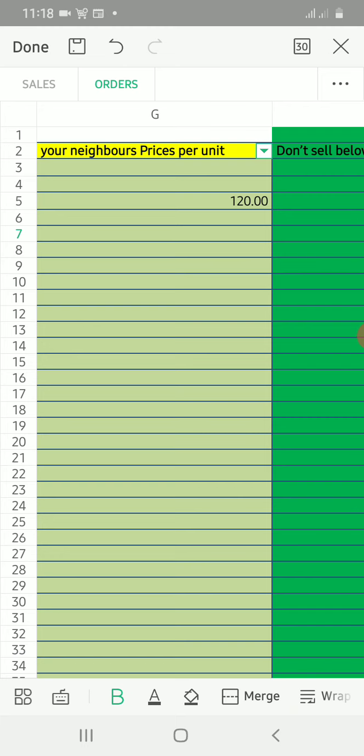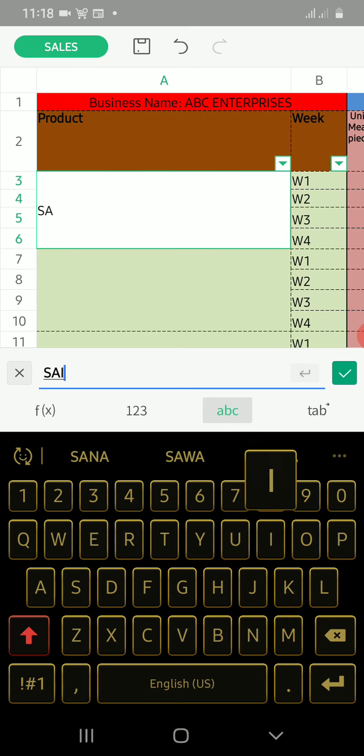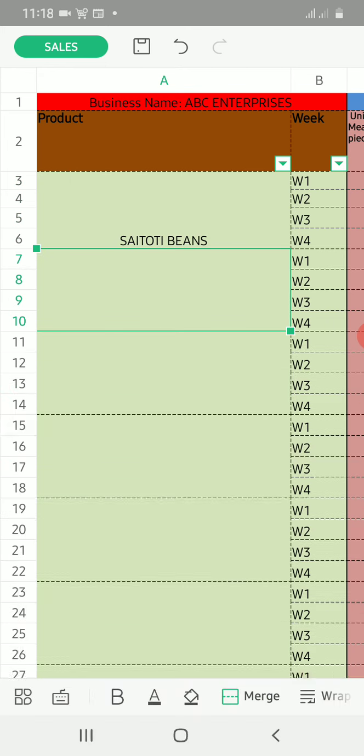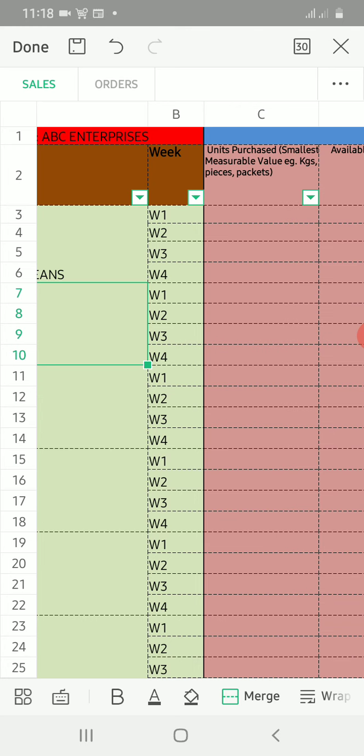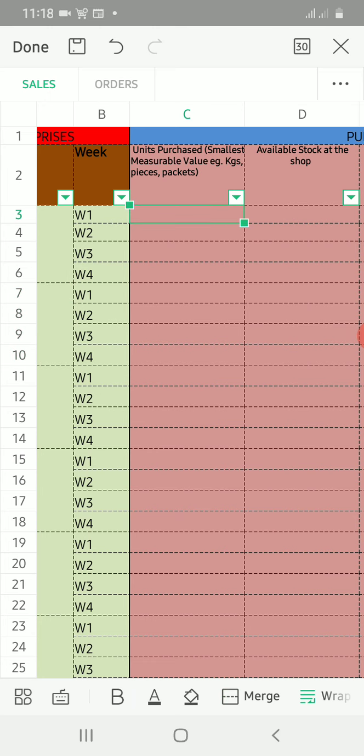So now let's go to the sales after you have made the order. Okay, this is the product description for ABC Enterprises, and in our case the product was Saitoti beans. So you write it there, and that was week 1. Week one, the column is asking you units purchased, or rather the smallest measurable values in kgs, in pieces, in packets. But in our case, it's in kilograms, right?